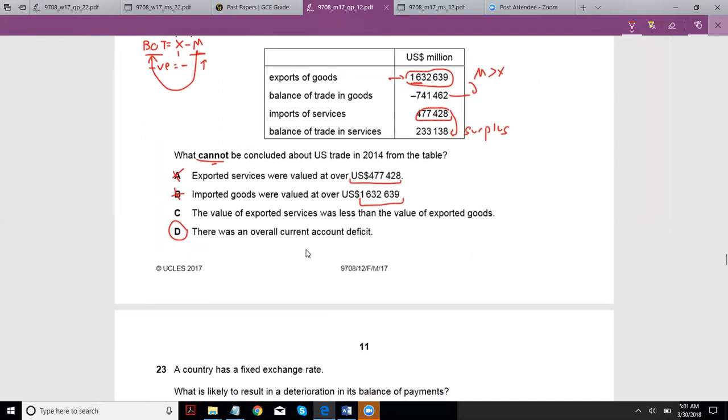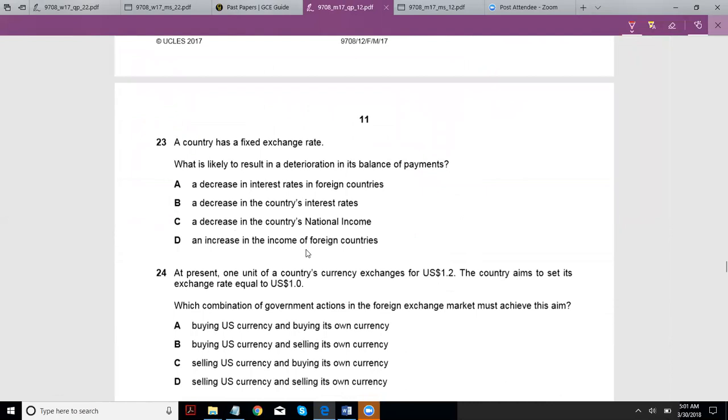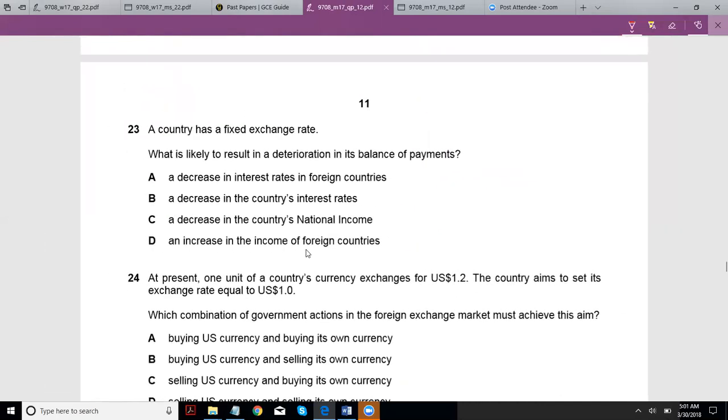Anyhow, so let's go to 23. A country has a fixed exchange rate, as opposed to a freely floating one. What is likely to result in a deterioration in its balance of payments? A decrease in the interest rates in foreign countries.